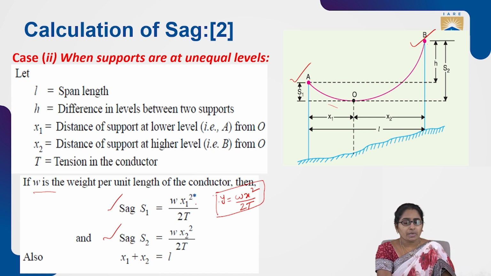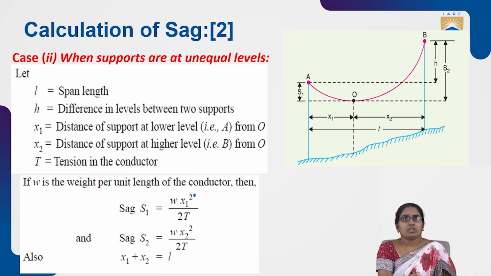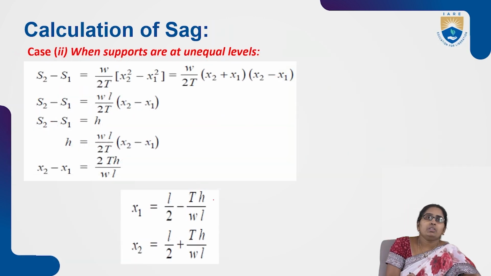Now subtract these two. Okay, that's what it is done. So S2 minus S1 is equal to W by 2T, which is common in both, into x2 square minus x1 square. S2 minus S1 is equal to W by 2T into x2 square minus x1 square.